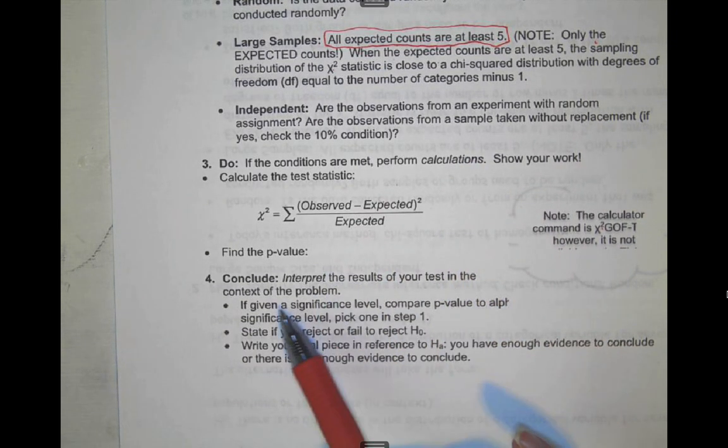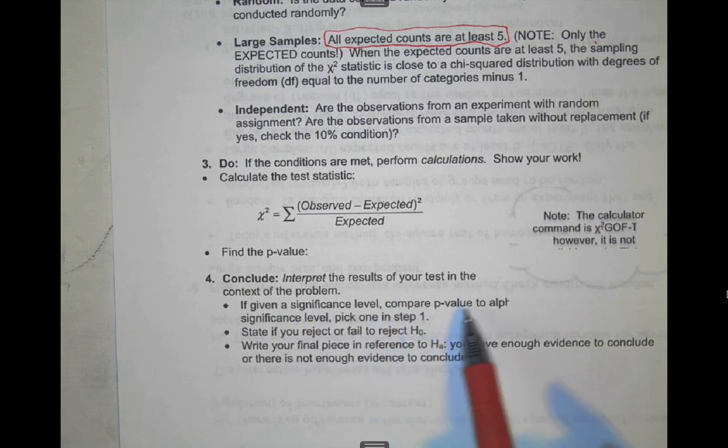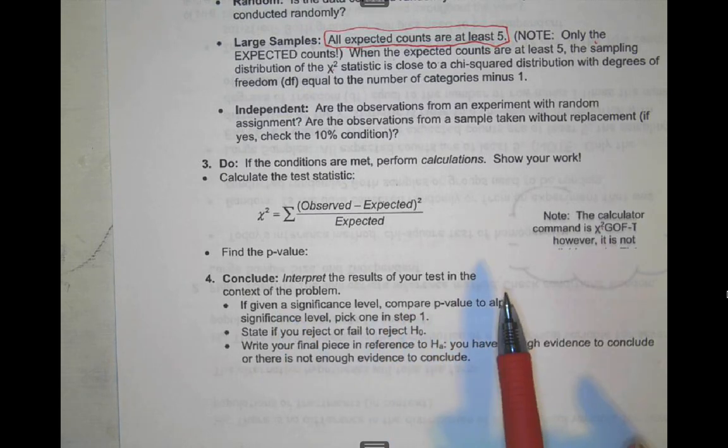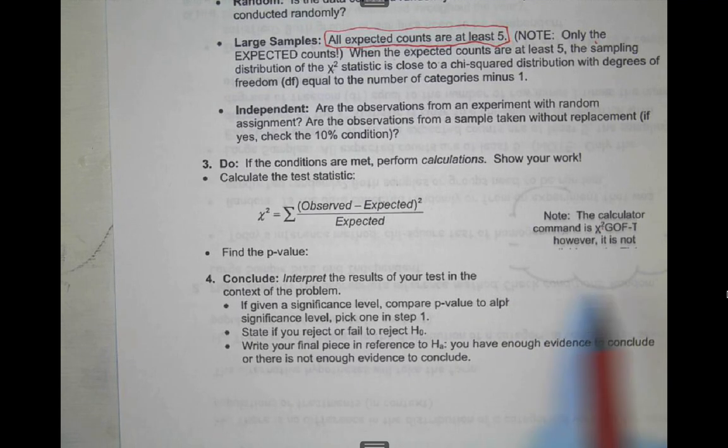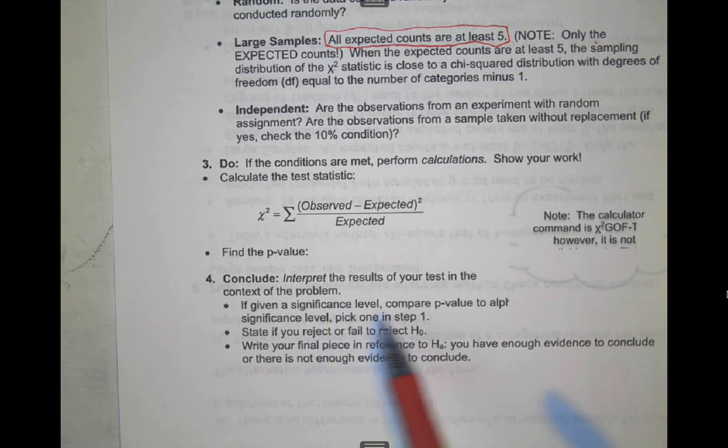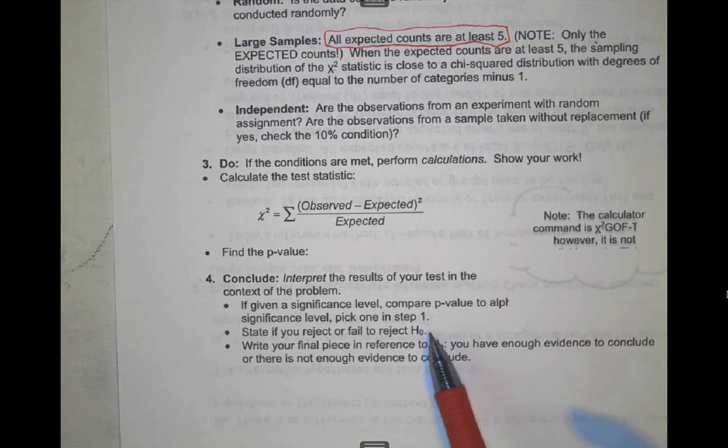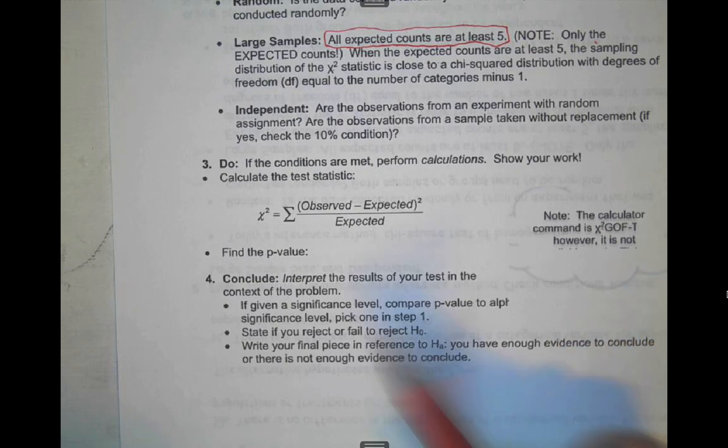Interpret results. So if you're given a significance level, compare your p-value to alpha. Sorry, some of this got cut off here. If you're not given a significance level, then pick one in step 1. State if you're rejecting or failing to reject, and then write your final piece in reference to HA. I didn't change any of this. This looks the same as it looked in all of our chapters.